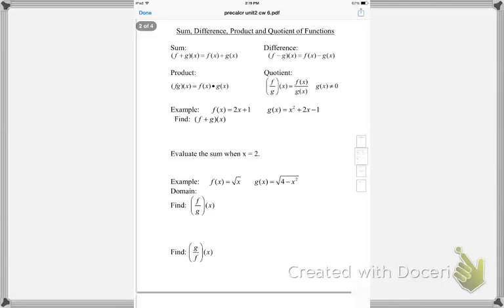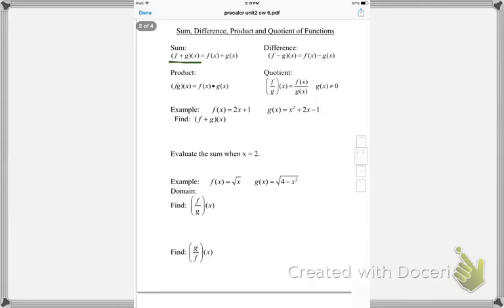In classwork 6, we look at the sum, the difference, the product, and the quotient of functions. What you have to be careful of is your domain. Because you have multiple functions, your domain has to be taken into account for all of them put together. If one has a domain restriction, they all are subjected to that domain restriction. We kind of do this like your compositions.